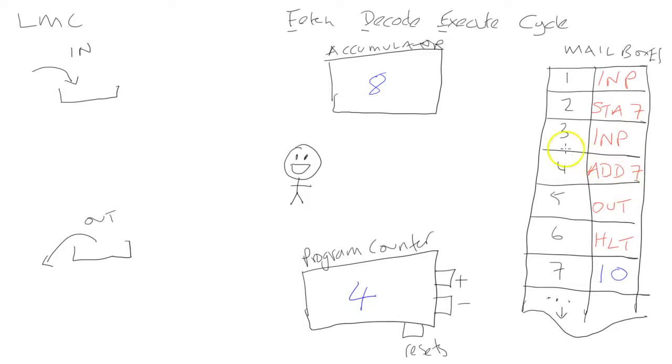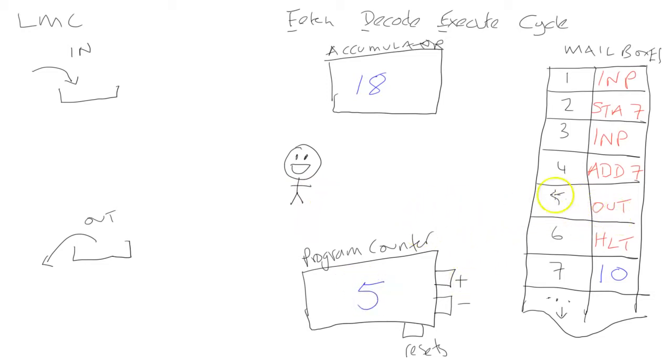So he decodes that instruction and executes it. He goes to position 7 over here, gets that 10 and adds it to the 8. So he does a bit of a calculation: 8 plus 10, giving us a total of 18. Having done that instruction, he goes over to the program counter and increments it from 4 to 5.